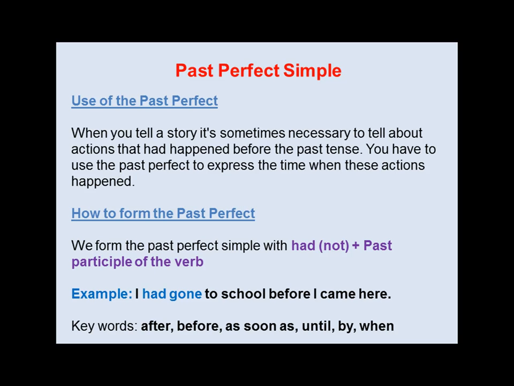So how to form the past perfect? We form the past perfect simple with had or had not plus the past participle of the verb. Example: I had gone to school before I came here. As you can see here, the first action is that I had gone to school, and the second is that I came here. And the time indicator here is before. So the keywords are after, before, as soon as, until, by, and when.